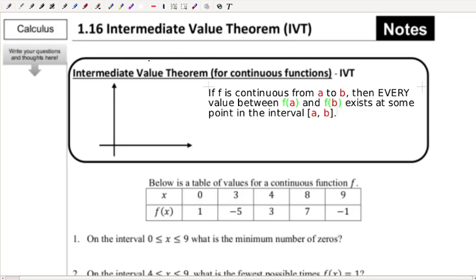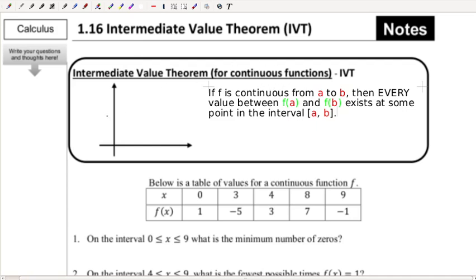Welcome back. This is your last lesson for this unit. It's called the intermediate value theorem. And this one's actually a pretty easy one and it's kind of fun. So let's get started. The intermediate value theorem for continuous functions. And the fact that our functions are continuous is going to end up being important.